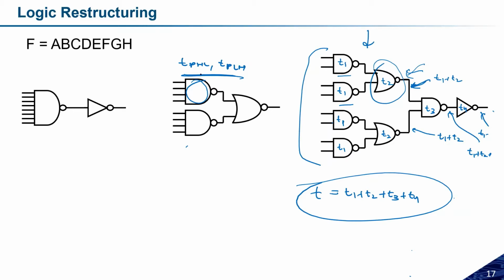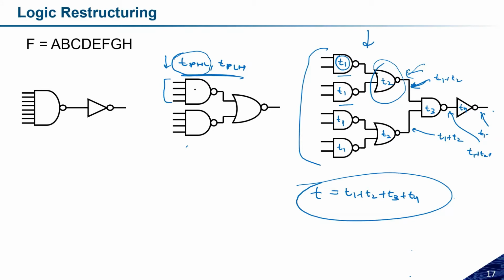Yes. So why am I doing this restructuring? I am doing this restructuring simply because I have used this NAND gate, and for the NAND gate I need to reduce the TPHL. So I am doing logical restructuring just to reduce this TPHL, because TPLH will be the same. I have to do it like this.